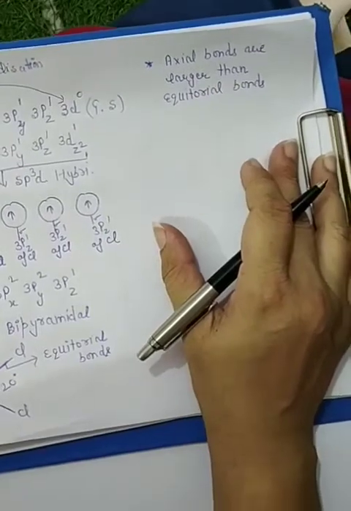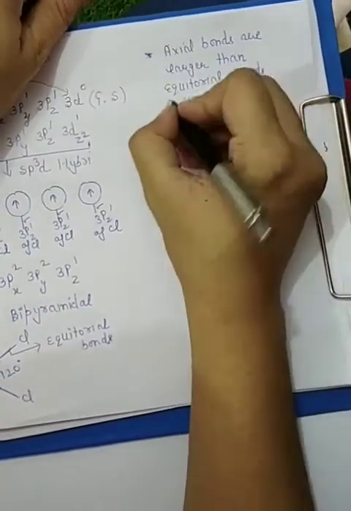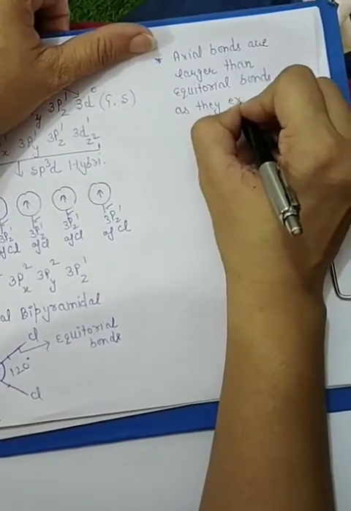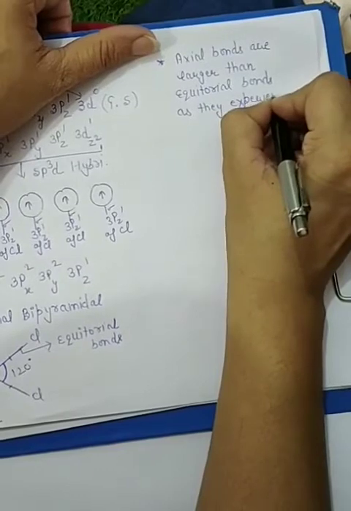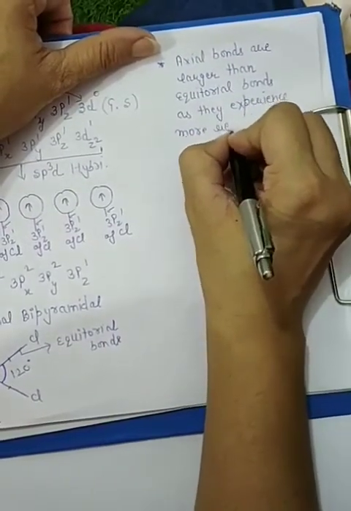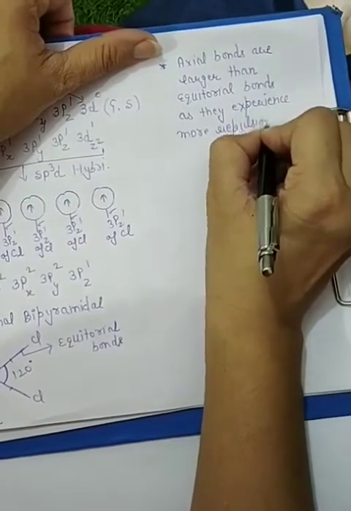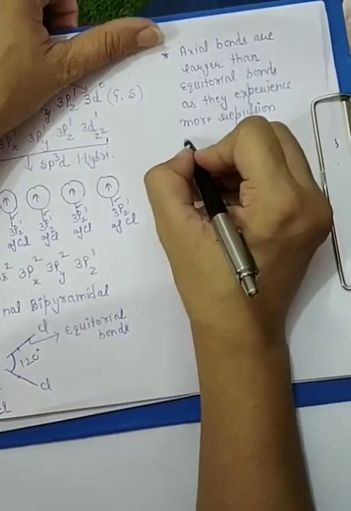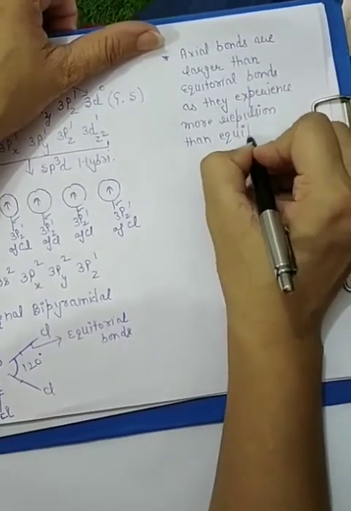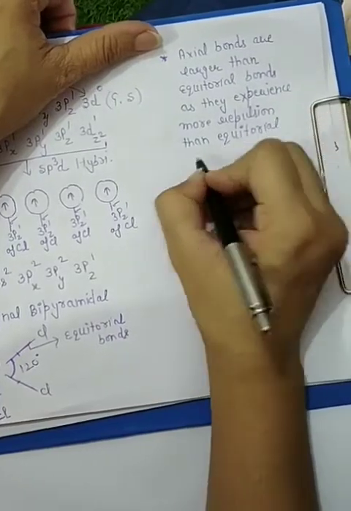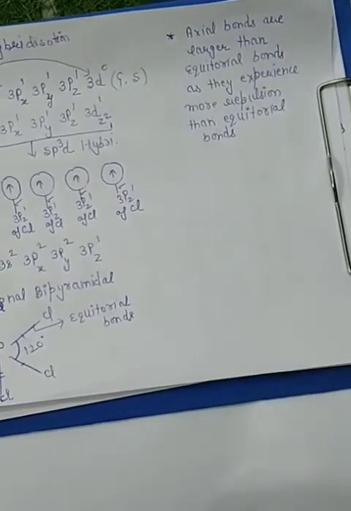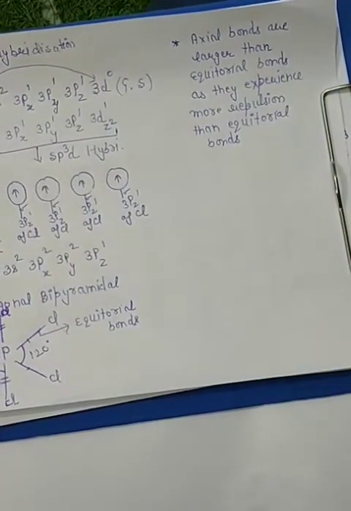Why is it so? As they experience more repulsion than equatorial bonds. So their length is somewhat larger than equatorial bonds.